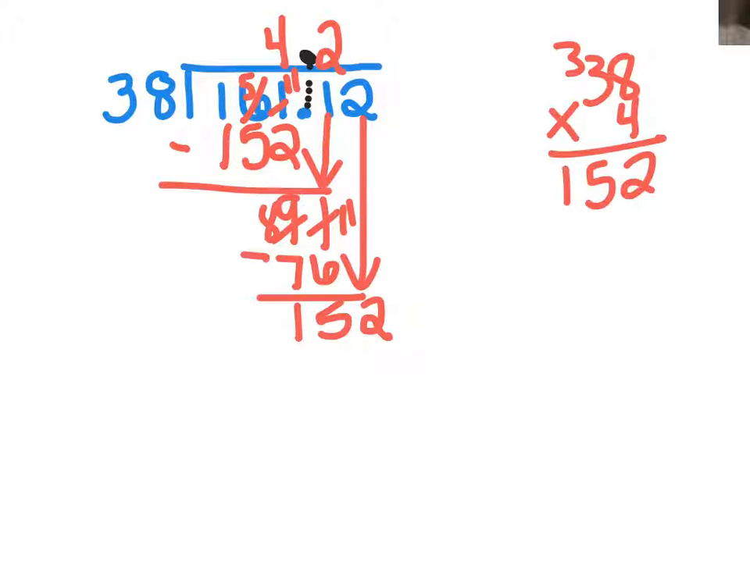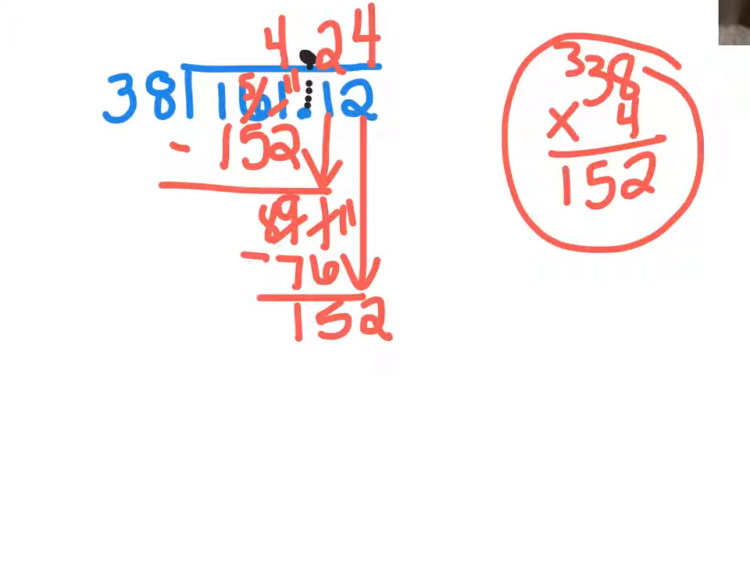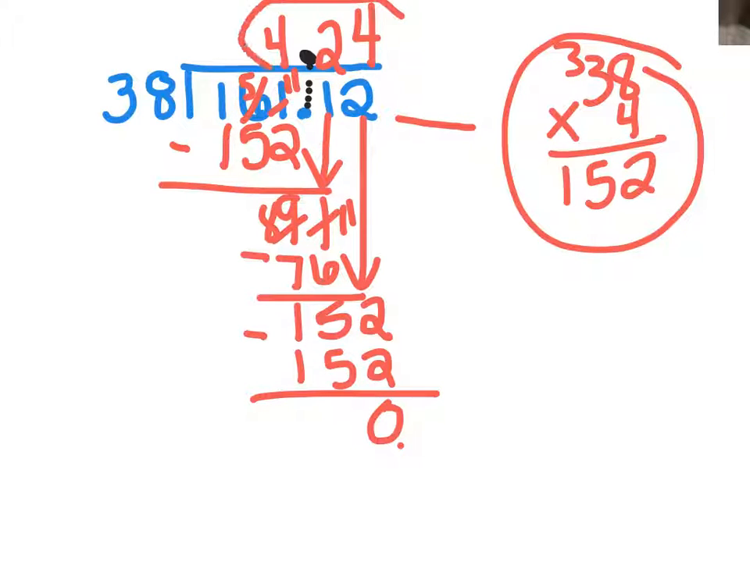And we already know that 38 times 4 is 152, so we can repeat that 4. We multiply 4 and 38. Again, we have 152. We subtract and have 0. Because I have a 0 here and nothing over here to bring down, I know my problem is complete, and the quotient will be 4 24/100.